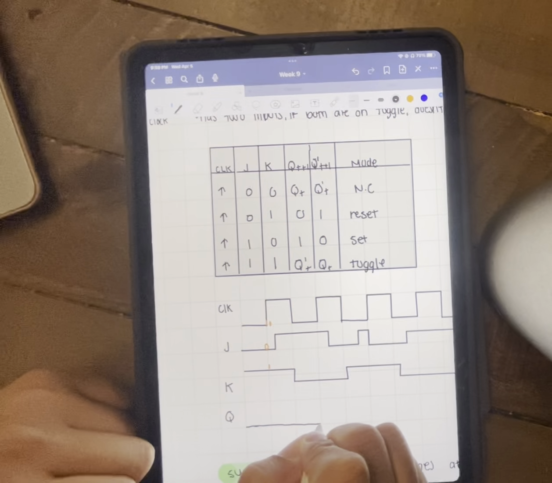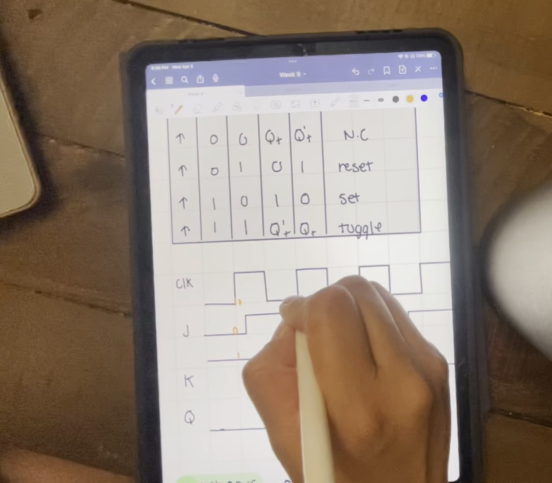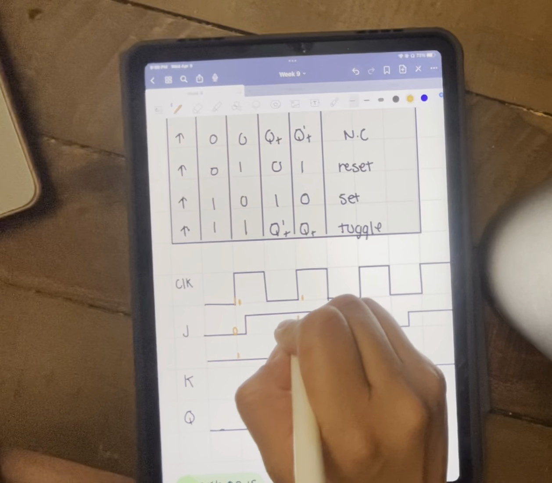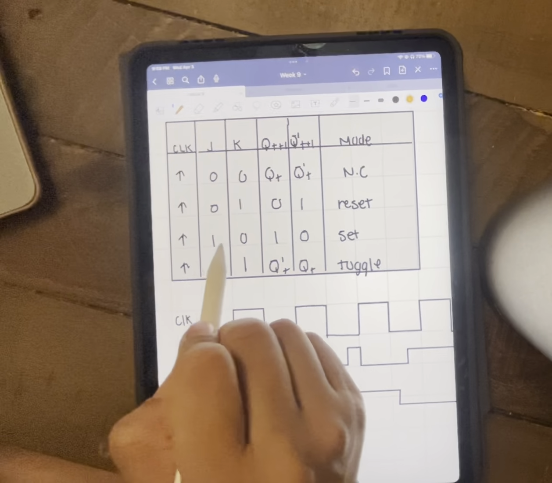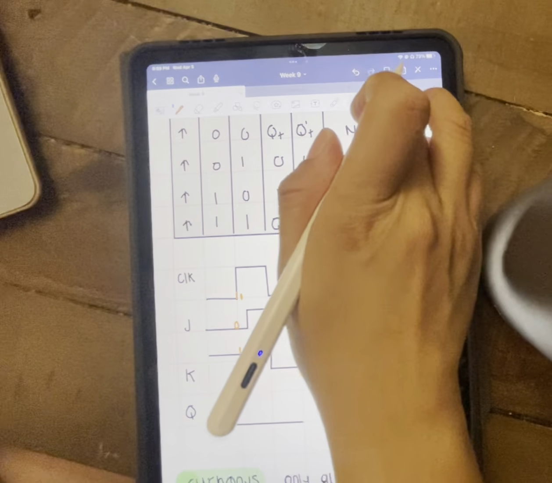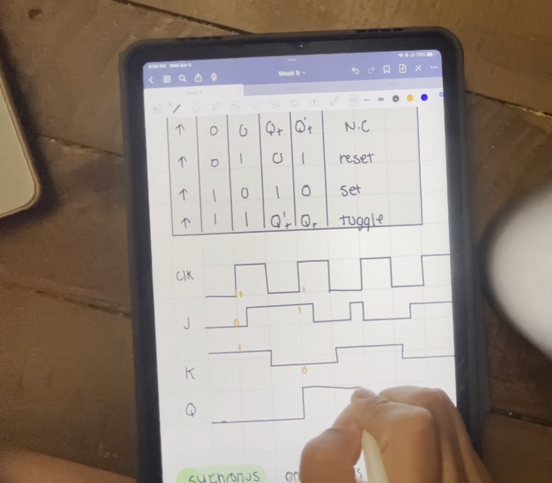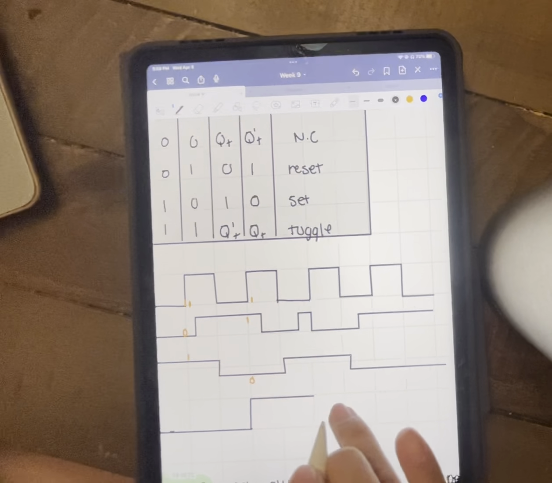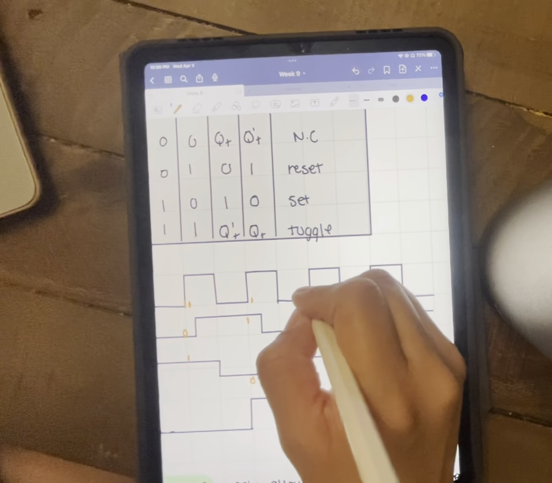And I'll stop right here at the next clock cycle so we can see what's happening. Here it's going up again. Now this time J is at 1 and K is at 0. So when J is at 1 and K is at 0, it's going to set. I'm going to go up. I'll stop at the next clock cycle. Right here, it's going up.